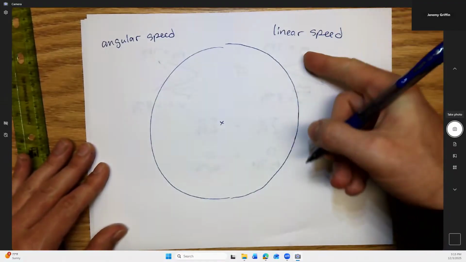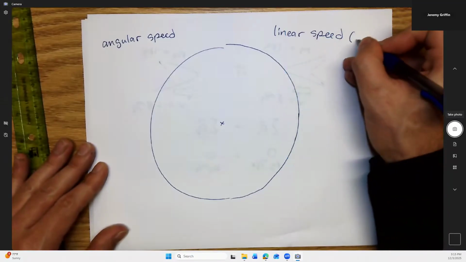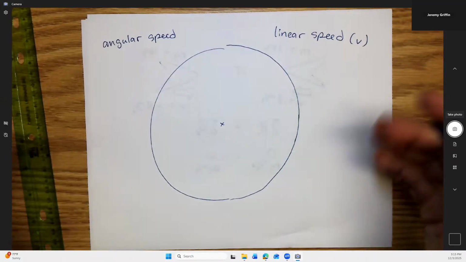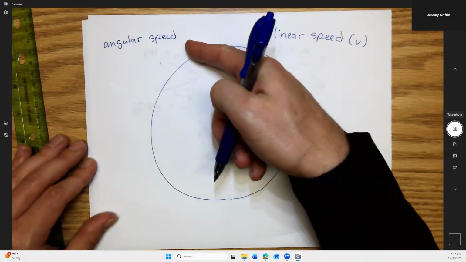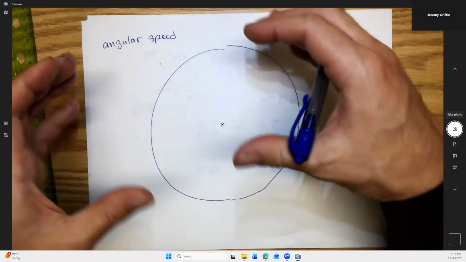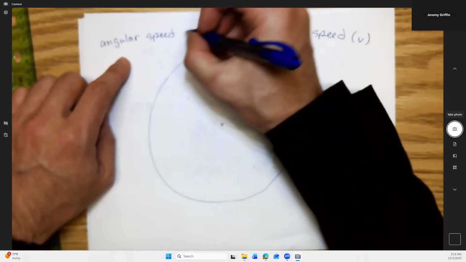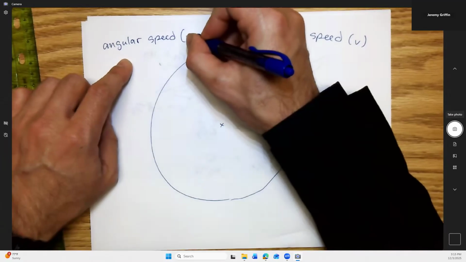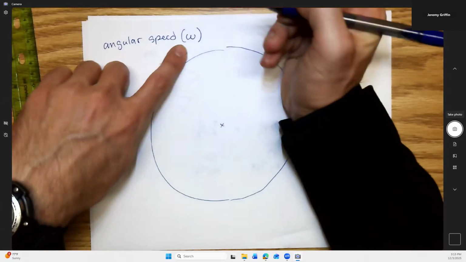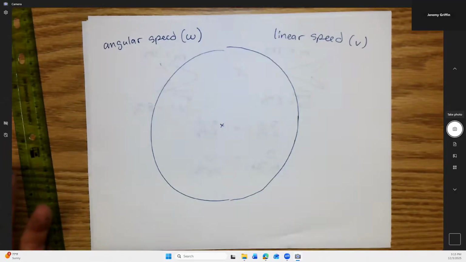Okay. Now, linear speed or tangential speed, we use the character V, as in velocity or tangential velocity. Guys, what character were we using for how fast something is turning? There's a Greek letter. Omega? You guys remember omega? Looks like a little curly W, but it's the Greek letter omega, right?